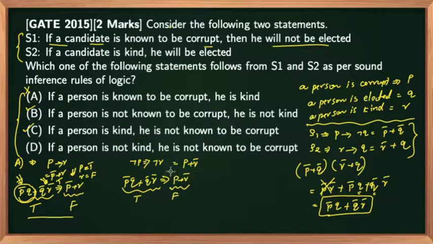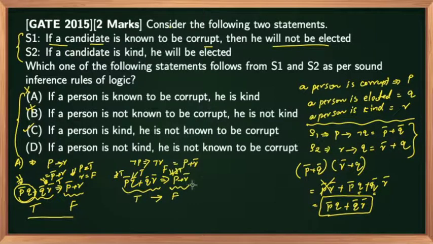So that means P should be false and R should be true, right? So P is false, so P bar will be true, and Q I haven't assigned any truth value, so I can assign Q as true. So on the left hand side I will be getting true and on the right hand side I will be getting false. So I have true implies false, right? So B is also not true.